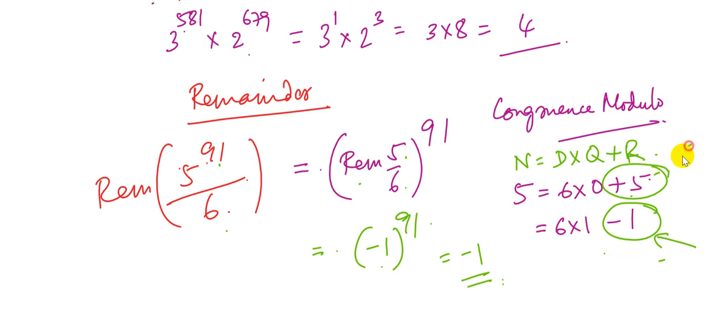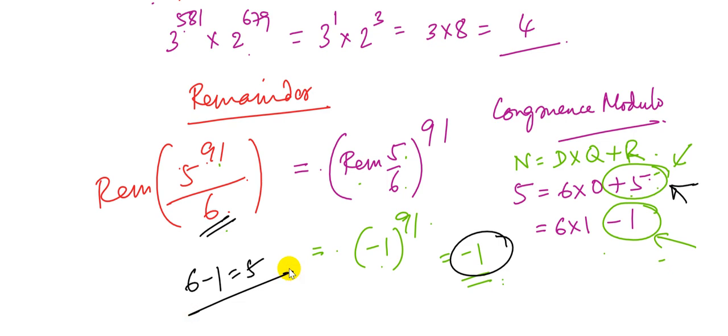But if I write it like this, the equivalent positive remainder would be 5. Why? Because whenever you get a negative remainder like this, you have to add it to the divisor to get the positive remainder. So, the actual remainder in this case would be 6 minus 1, which is 5. Is it clear?